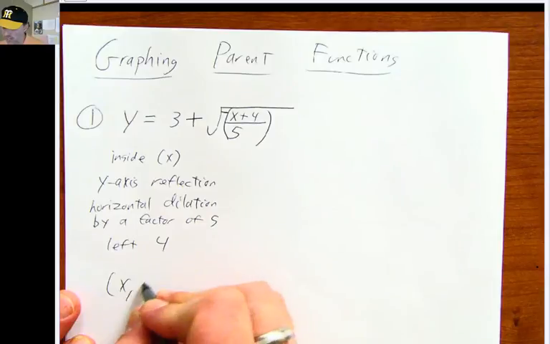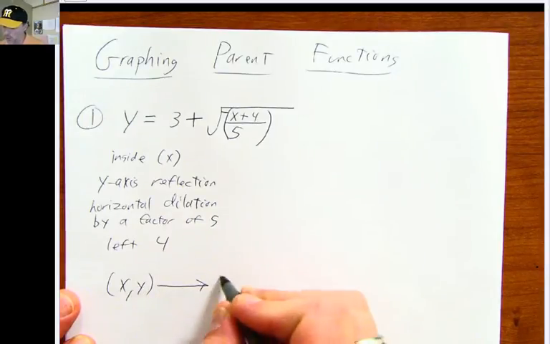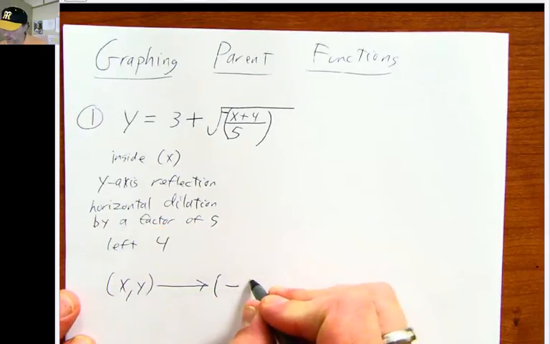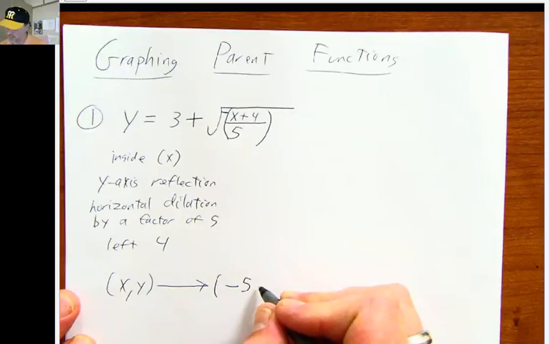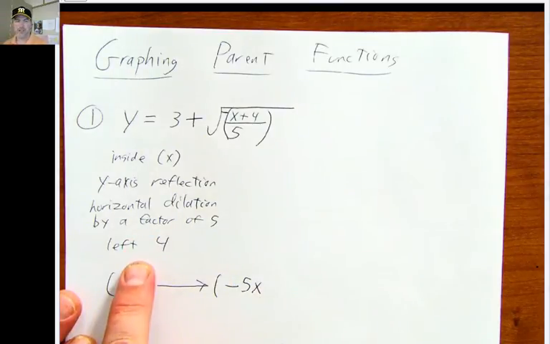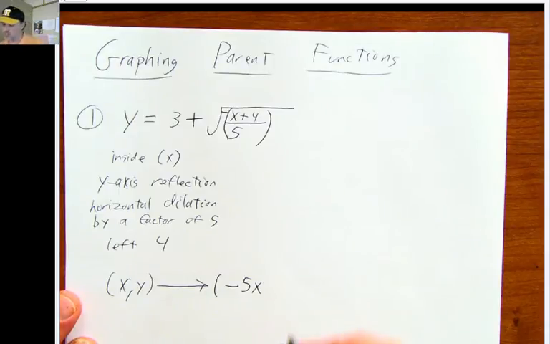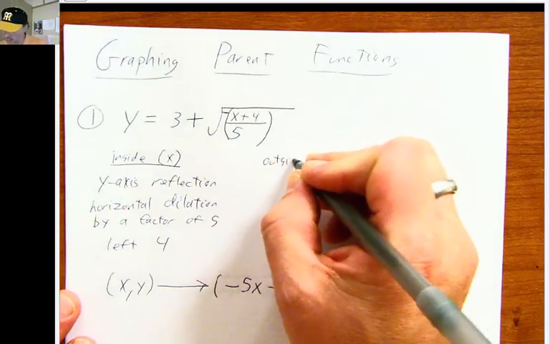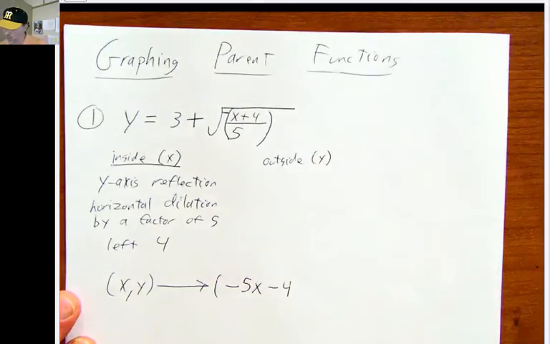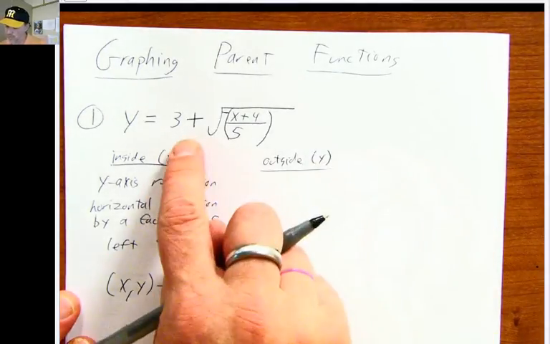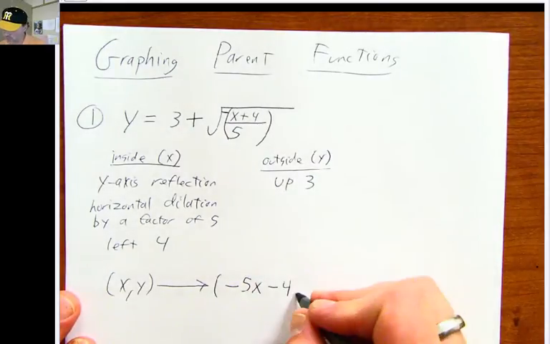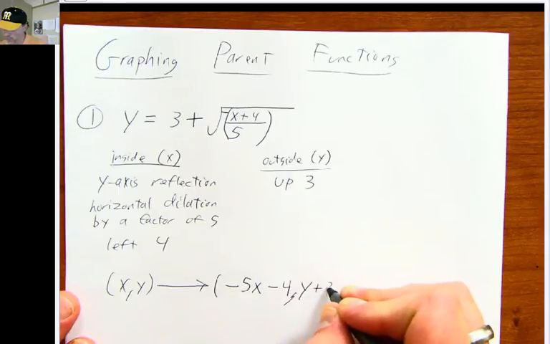So on my x, y coordinates, you apply the reflection and the dilation first. So it would be a negative 5x. And then after that, you include the left 4. And if you're going left 4, you're actually going to subtract 4 from the coordinates. So negative 5x minus 4. Those were inside. Outside the equation, and these are things that are going to affect the y, the only thing I have is this plus 3, so we have an up 3, which means that you're going to take the y values and add 3 to them.